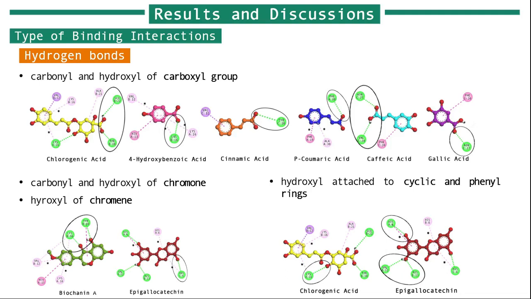The first interaction is hydrogen bonds, which involve the carbonyl and hydroxyl of the carboxyl group displayed by acid compounds, the carbonyl and hydroxyl of chromone displayed by biochanin A, and the hydroxyl of chromane displayed by epigallocatechin, and the hydroxyl attached to the cyclic ring displayed by chlorogenic acid, and the hydroxyl attached to the phenyl ring displayed by epigallocatechin.